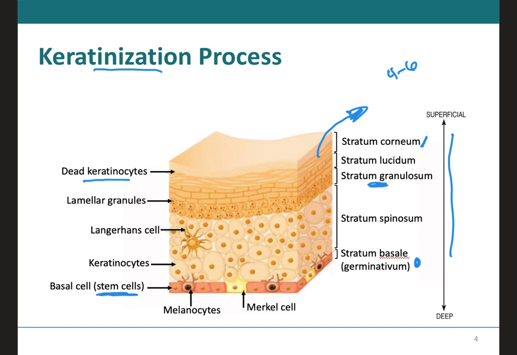Then you're going to have the stratum basale producing more cells as they're needed. And actually, the mechanisms that regulate this remarkable growth are not very well understood, but there are hormone-like proteins such as epidermal growth factor that do play a role in this process.